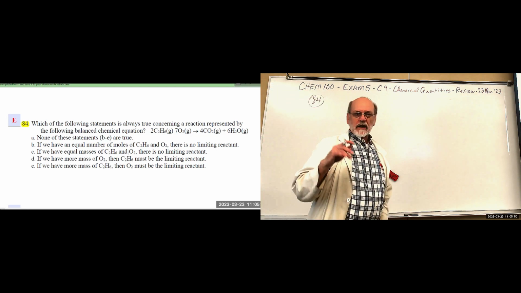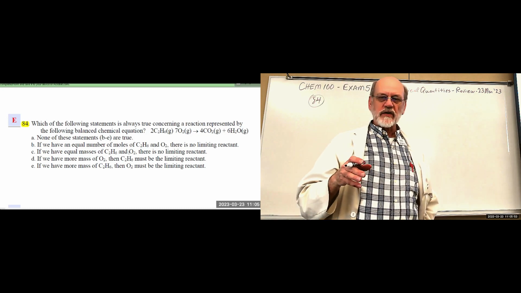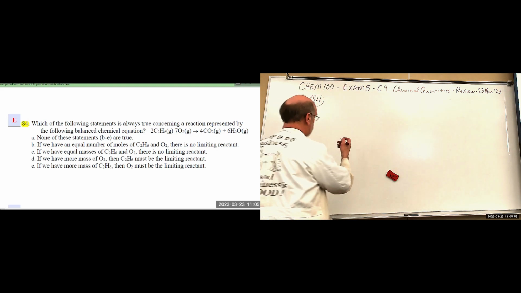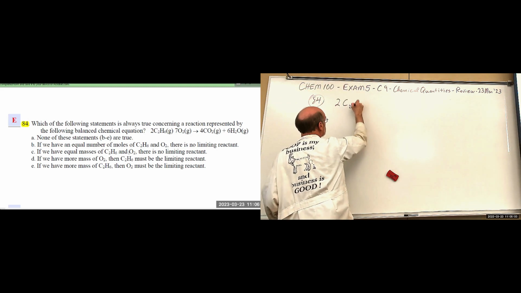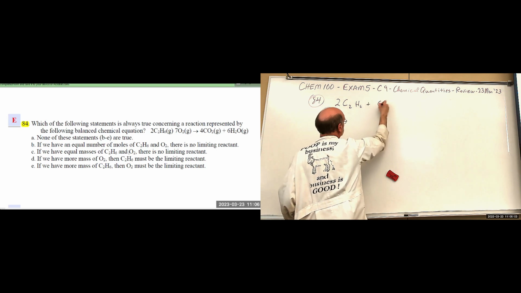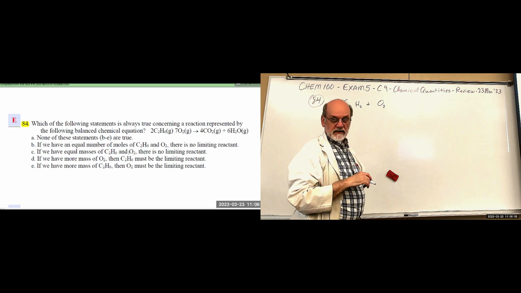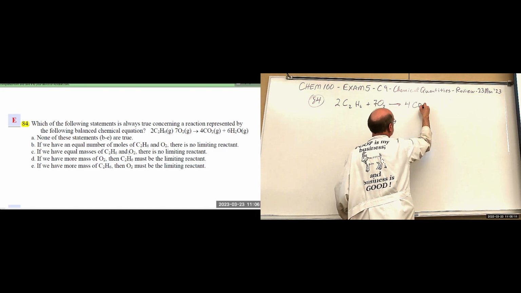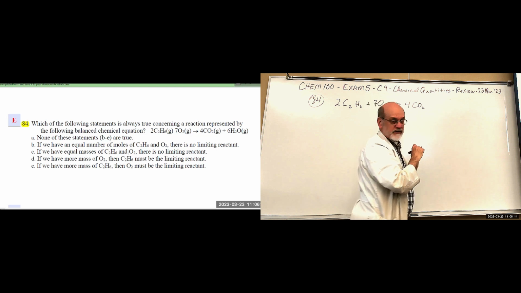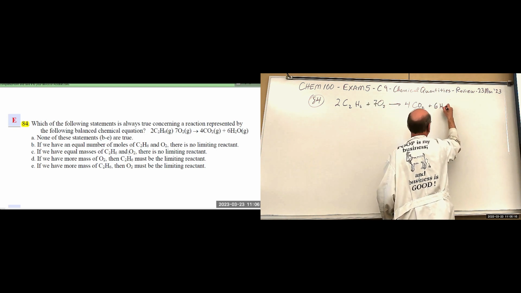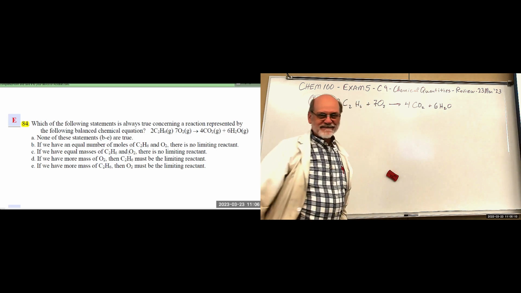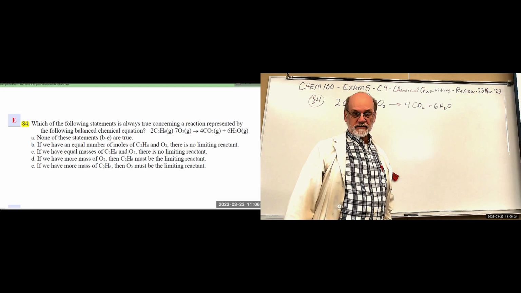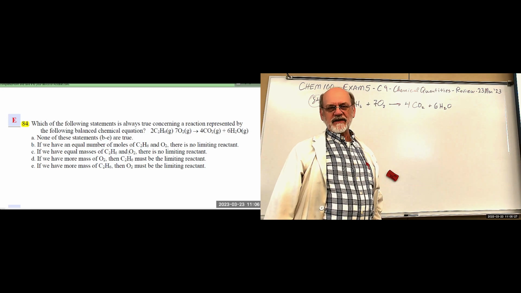84. Which of the following statements is always true concerning a reaction represented by the following balanced equation? So let's write that up there. 2 C2H6, that's ethane, reacted with oxygen, 7 of them, to produce 4 carbon dioxide, and 6 water. So which of the following statements is always true? Well, A says none of these are true.